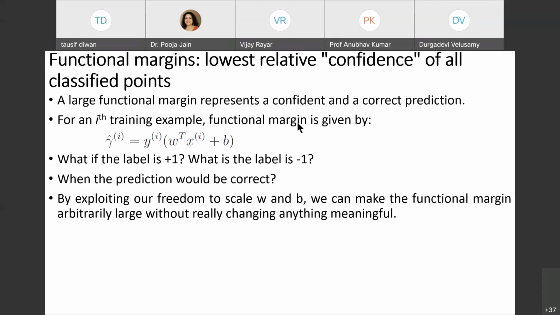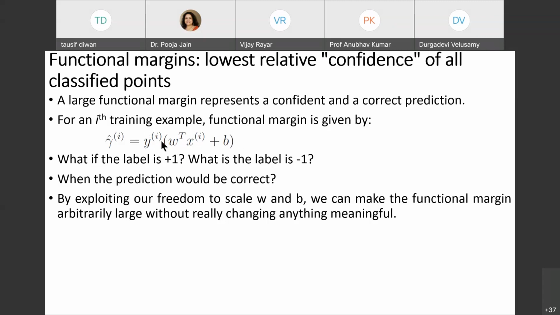Our ultimate aim was to increase this confidence. So just look at this point. By exploiting our freedom to scale W and B, we can make the functional margin arbitrarily large. If you put 10W instead of W, and 10B instead of B, then this functional margin would be large. Suppose previously the value of this entire expression is 10, and after putting W as 10W and B as 10B, the functional margin is 1000.